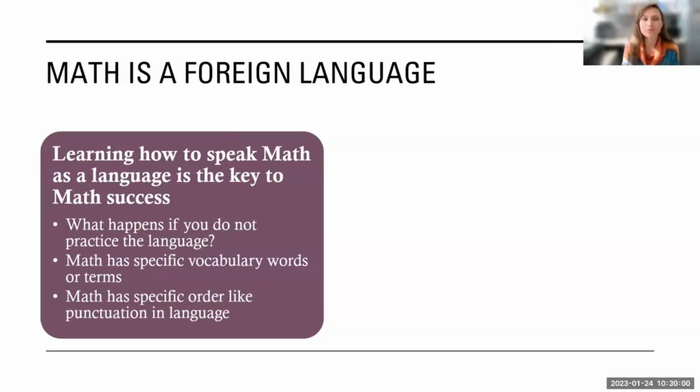Like a foreign language, math has unfamiliar vocabulary or terms which must be put into sentences. Those are called expressions and equations, and understanding and solving a math equation is similar to speaking and understanding a sentence in a foreign language. The vocabulary in math is very important. You need to understand what the expression means and how to translate it. And learning how to speak math as a language is one of the keys that we will learn in this class.